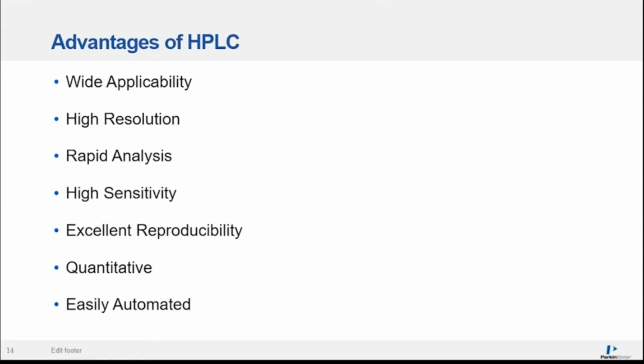We have very sensitive detectors, including a mass spec. The reproducibility of HPLC is unrivaled. No analytical technique is as good as LC. We can typically get peak area reproducibilities of under 0.5% without doing anything special. It is a quantitative technique, and it is very easy to automate.